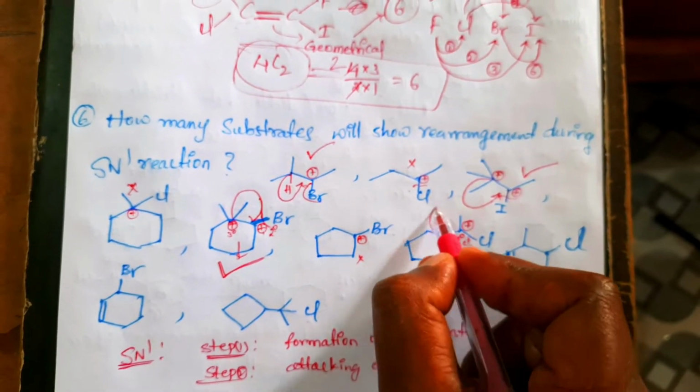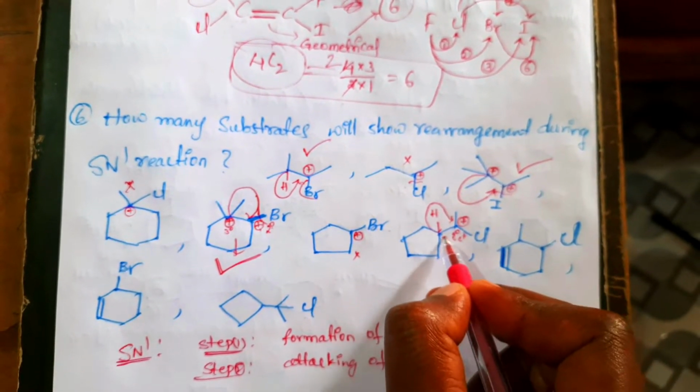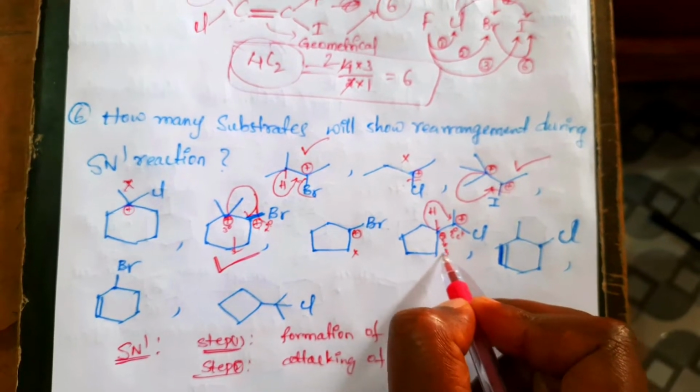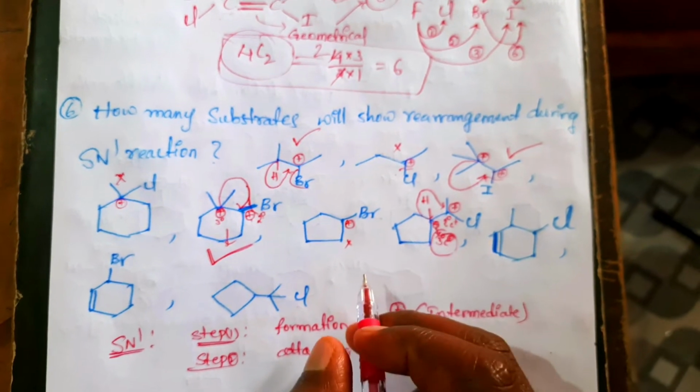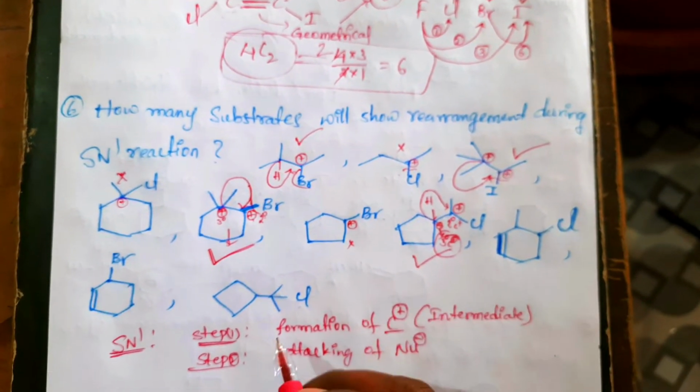Now in this case we have the hydrogen atom. This hydrogen will shift to here. Then what happens? We are going to get the tertiary carbocation. The tertiary carbocation is more stable. So rearrangement takes place in this case.